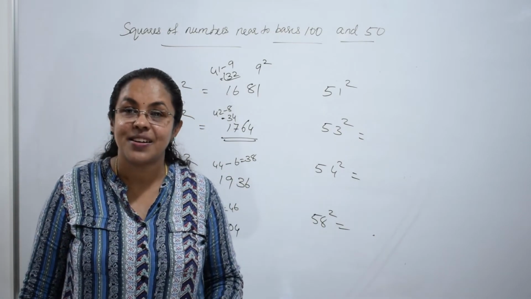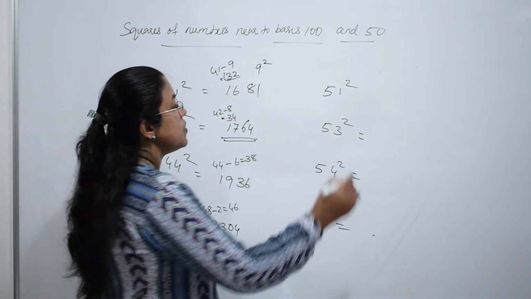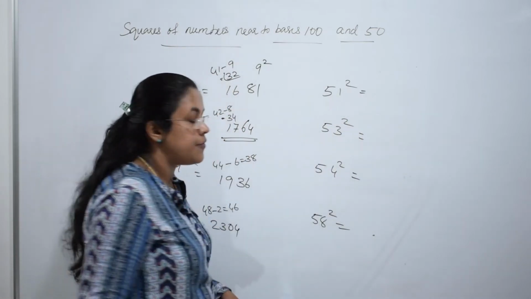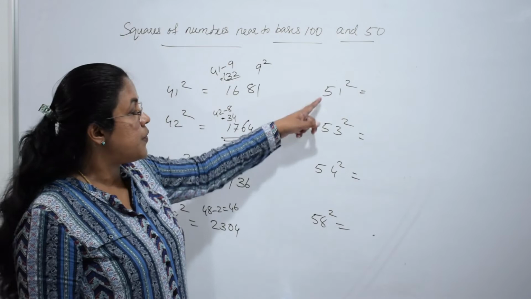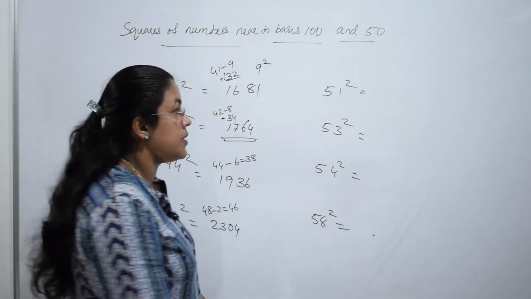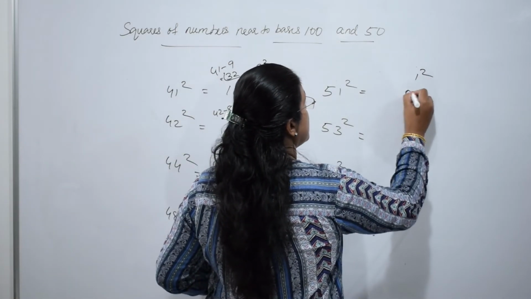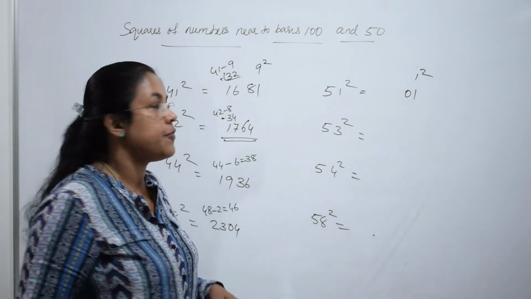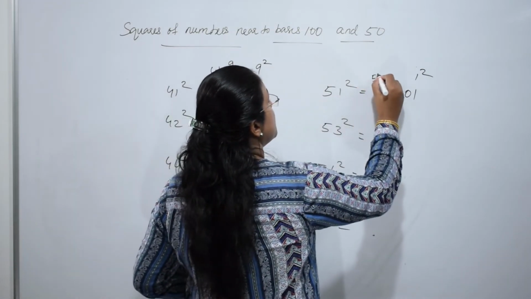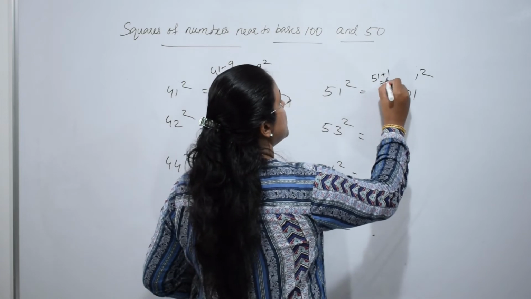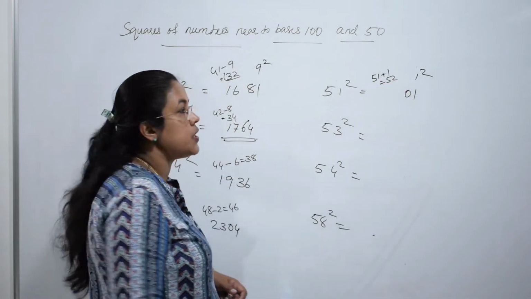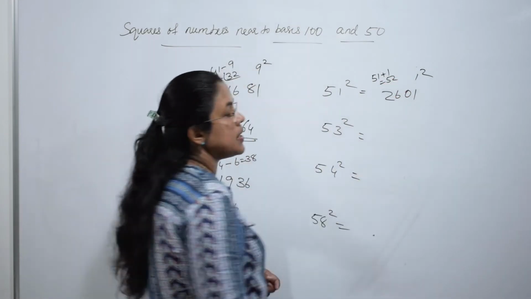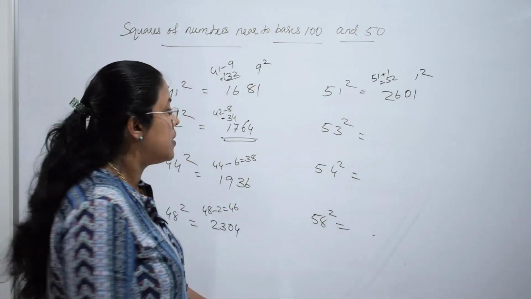Isn't it very quick? Now 51 square, 53 square, etc. 51 is 1 greater than 50. So 1 square, that is 01. That part is unaffected. For the left side, 51 plus 1, that is 52. Half of 52 is 26. So the final answer is 2601.